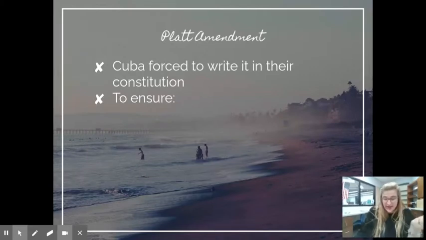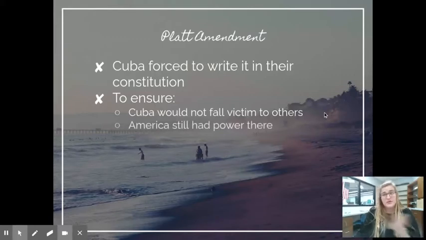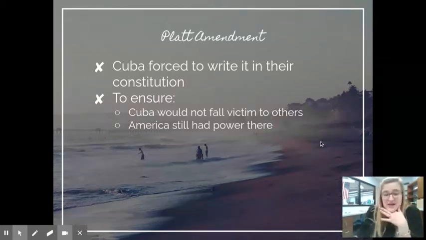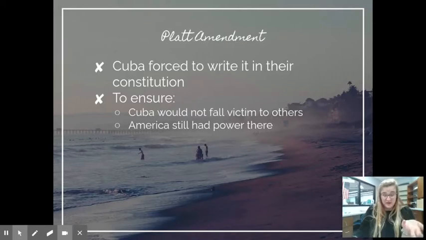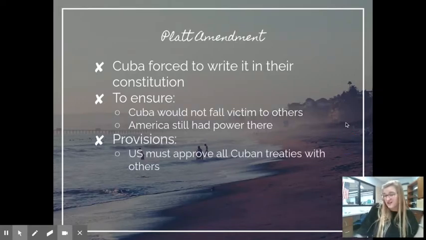And the amendment says that Cuba must basically look to the United States if they need help. They can't look to any other country. They cannot fall victim to others. The wording of it is they bind themselves not to impair their independence by treaty or contracting a debt beyond their resources from foreign nations, besides the United States. Basically, it implies that the U.S. still has the right to control what's happening with the Cuban government in terms of their foreign policy. And it says the U.S. could send troops if they need to or they feel like they need to.